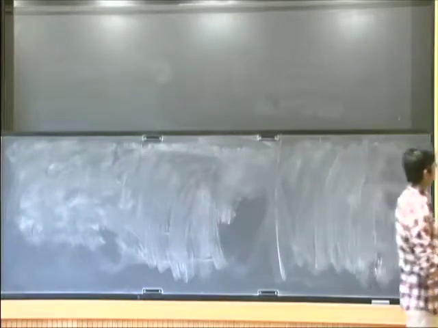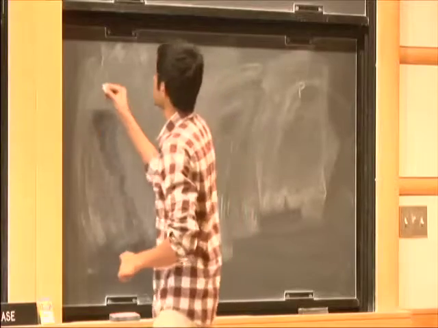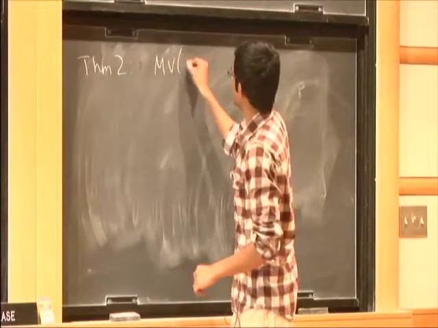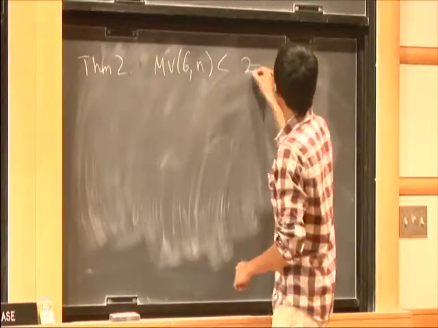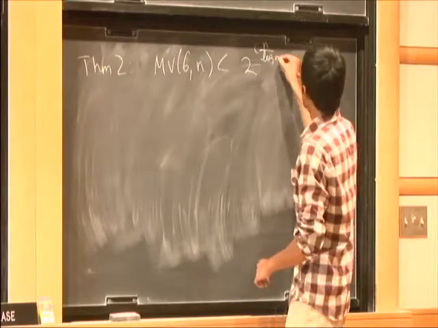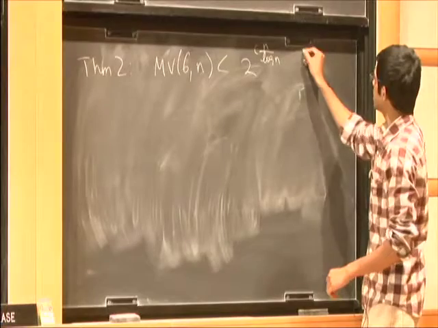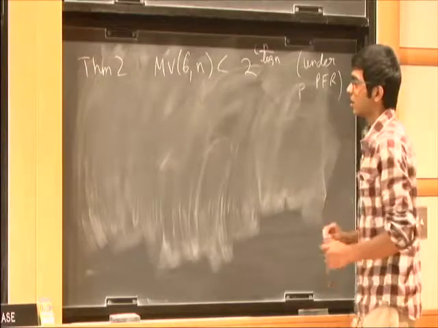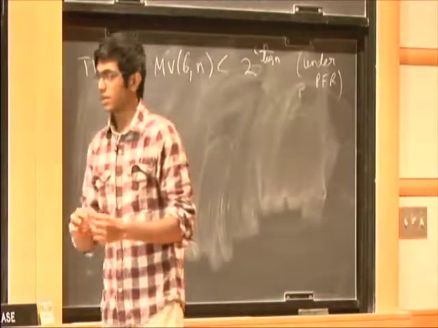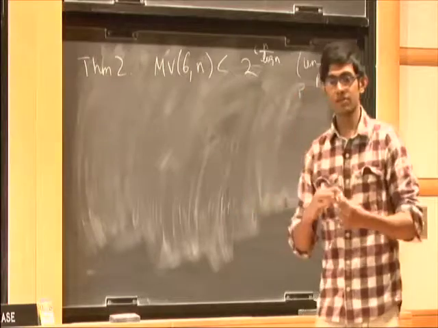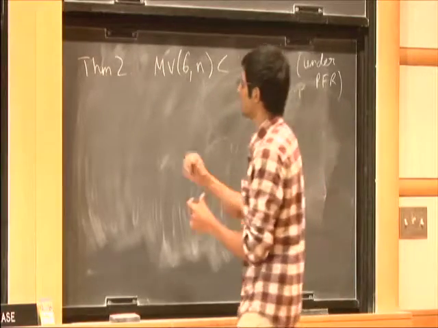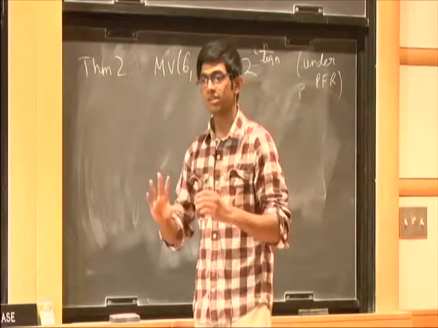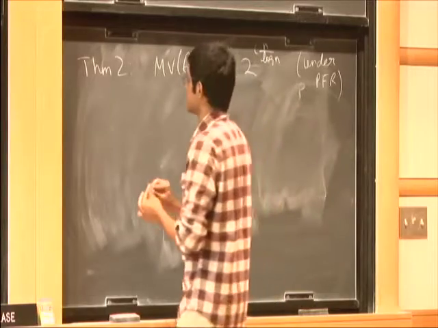Okay, let's come to the second theorem now. We are trying to prove that MV of 6 comma n is at most 2 to the Cn by log n under PFR. It will now make sense to talk about the rank of the inner product matrix that we were talking about. Since we are working over Z_m now, there are many zero divisors, so I'll make it very precise.